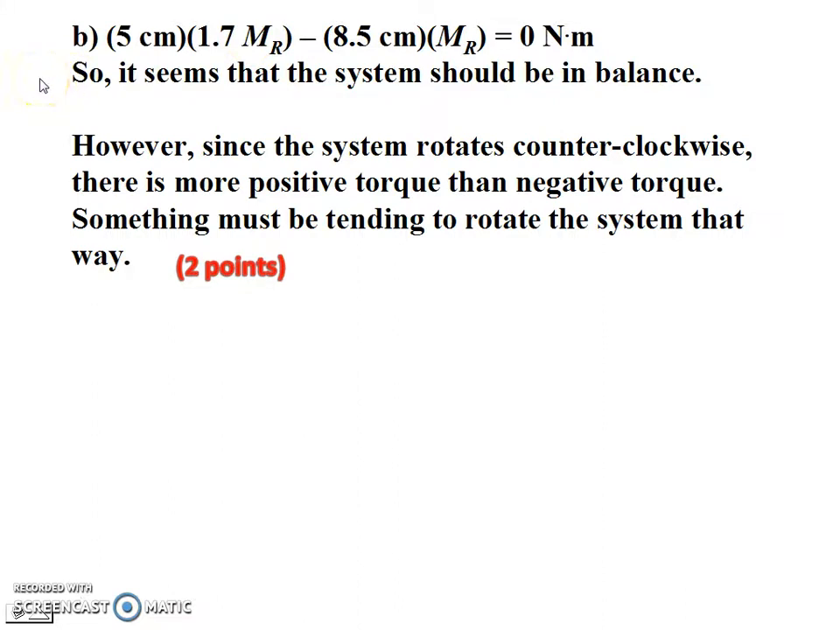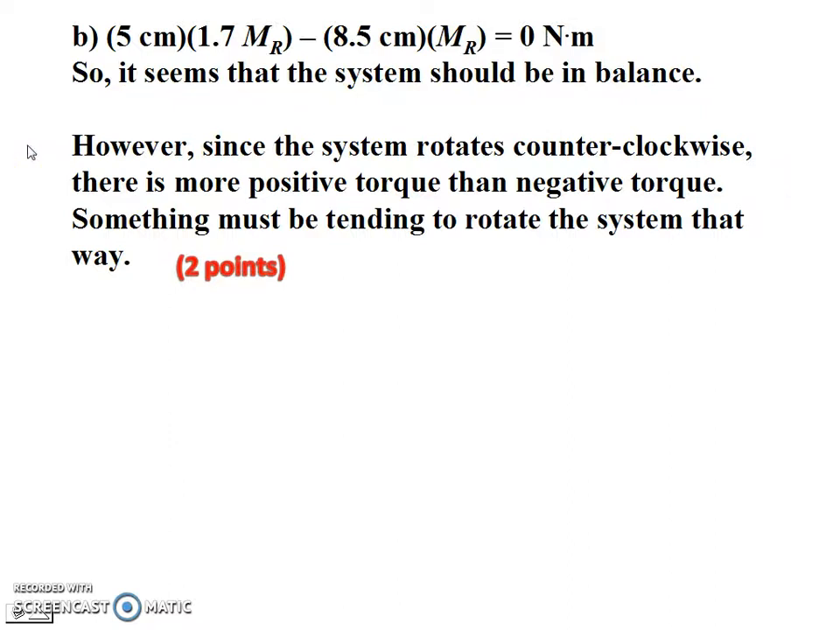Remember, in the previous part we just proved that the left-hand mass is 1.7 times the right-hand mass, so I just went ahead and substituted it in this way. So everything's in terms of the right-hand mass, whatever that is. And so 5 times 1.7 ends up being 8.5. And so these should sum up to be 0 net torque. It seems like it should be in balance.